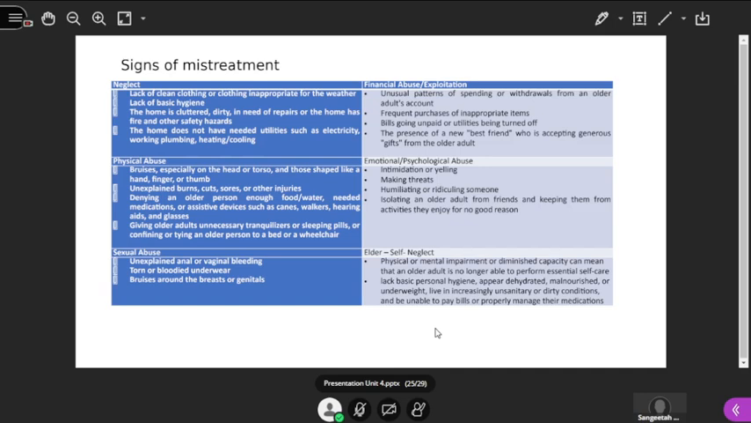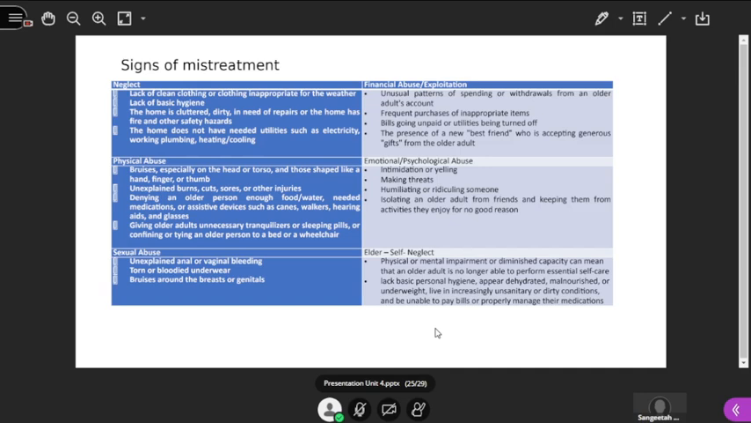People like relatives, sons and daughters, tie the parents, the older person. Sexual abuse: unexplained anal or vaginal bleeding, torn or bloodied underwear, bruises around the breast or genitals. So you see all these signs.